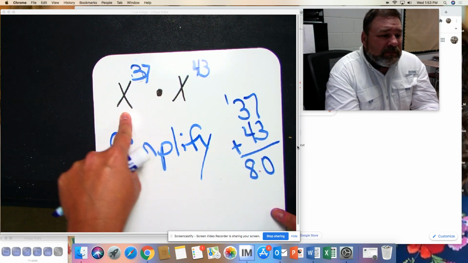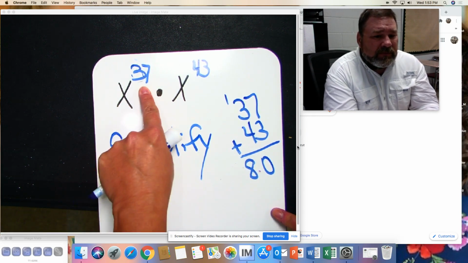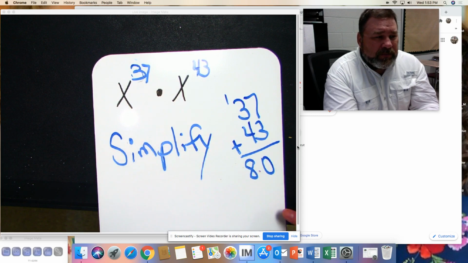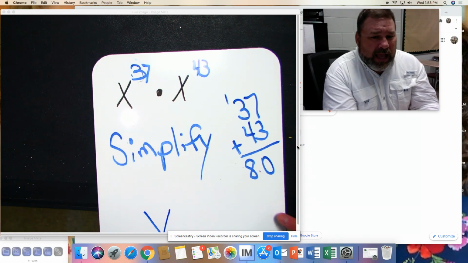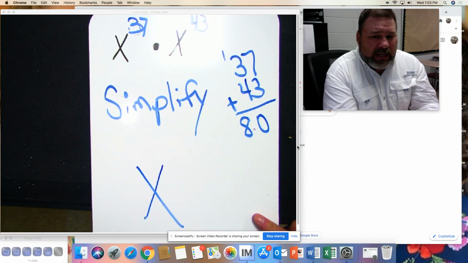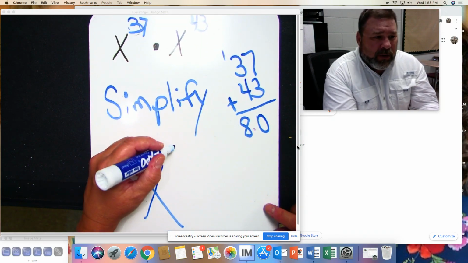So how would you simplify x to the 37th power times x to the 43rd power? Well, I'm going to keep the common base, which is x, x is my base, and I'm going to add the 2 exponents, and it's going to turn out to be x to the 80th power.